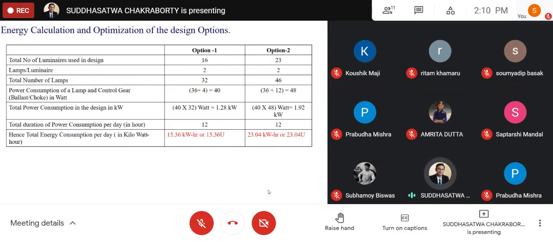So in the 2 options, I have said just a hypothetical case. To achieve the same illuminance, by option 1 we need 16 luminaires, and option 2 we need 23. So we can calculate the number of lamps, total power, and finally the energy cost. That's how you can see my option 1 is much more economic from the energy point of view. That's how we can introduce energy into interior design.